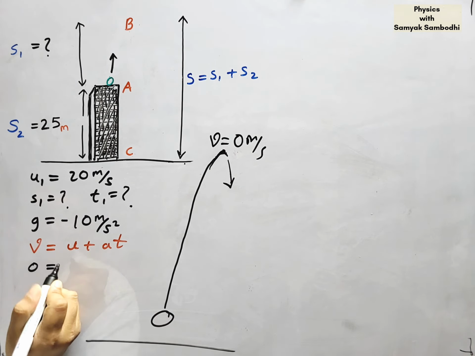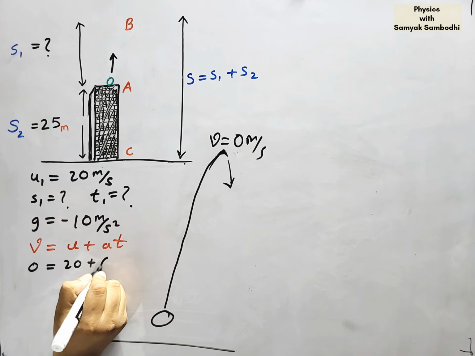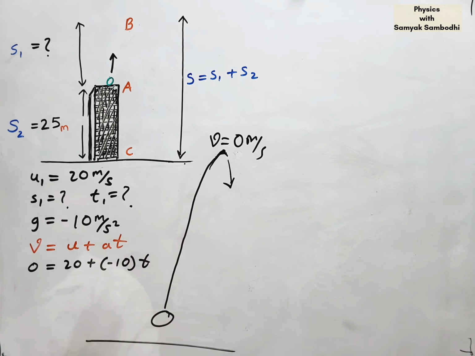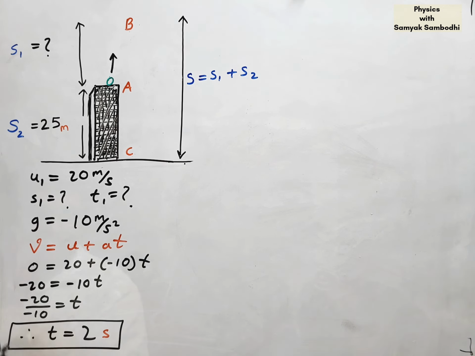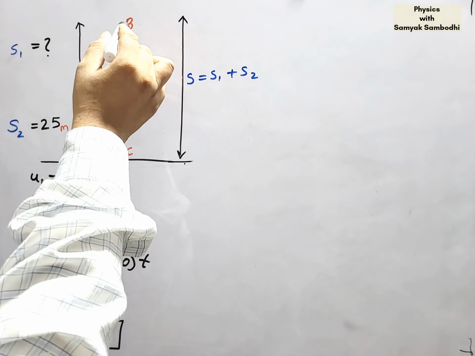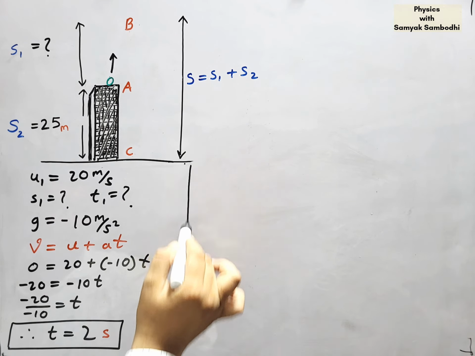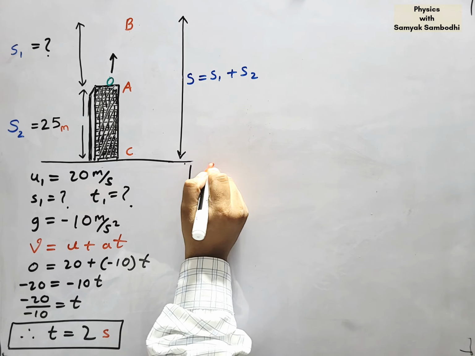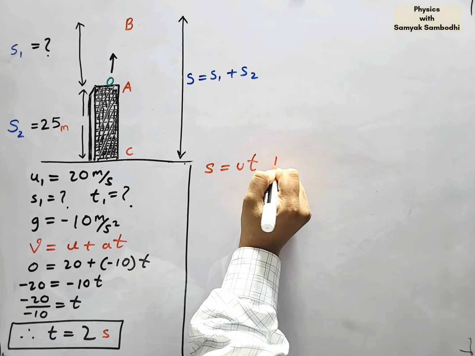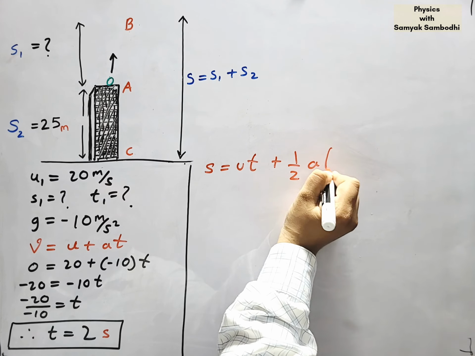So here, 0 is equal to 20 plus minus 10 t, so t is equal to 20 divided by 10, that is 2 seconds. So the time taken to attain the maximum height is 2 seconds. Now we have to calculate the height which is attained by this ball. So we are going to use this formula, s is equal to ut plus half at square.